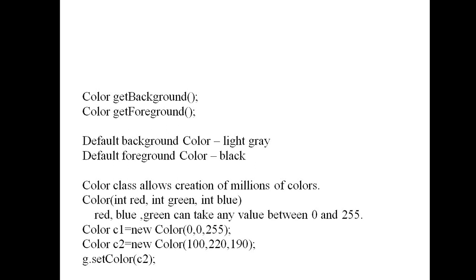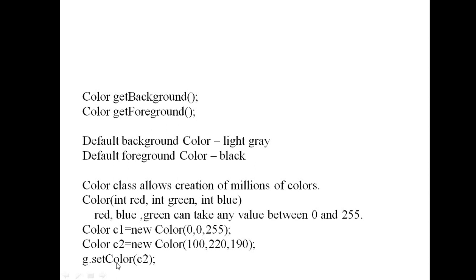Color c1 equals new Color(0, 0, 250), so that will display blue. Color c2 equals new Color(100, 220, 190), that will create another color. In the first example, c1 equals new Color(0, 0, 250) means red is absent, green is absent, blue is given its full value. That means c1 will be a blue color object and c2 will be a combination of red, green and blue, that will give a new color.